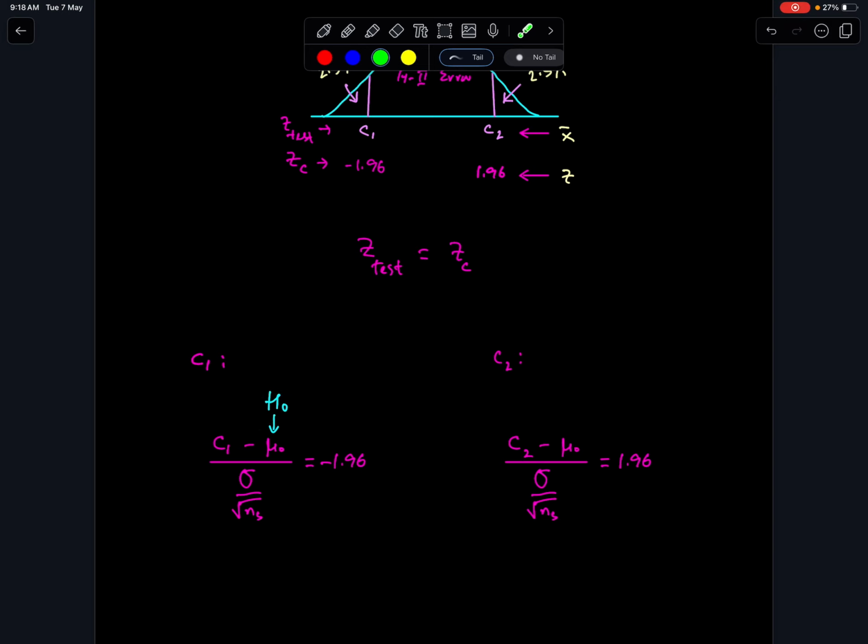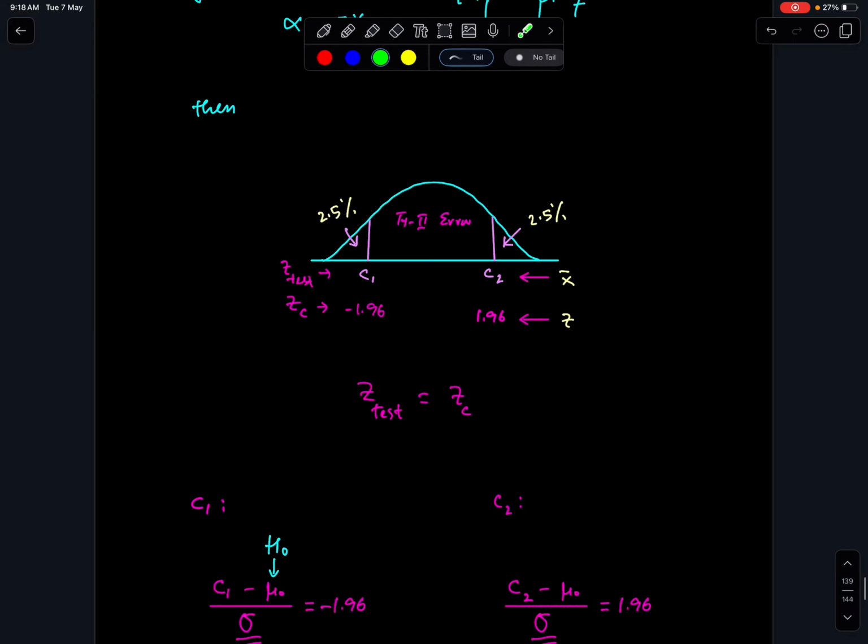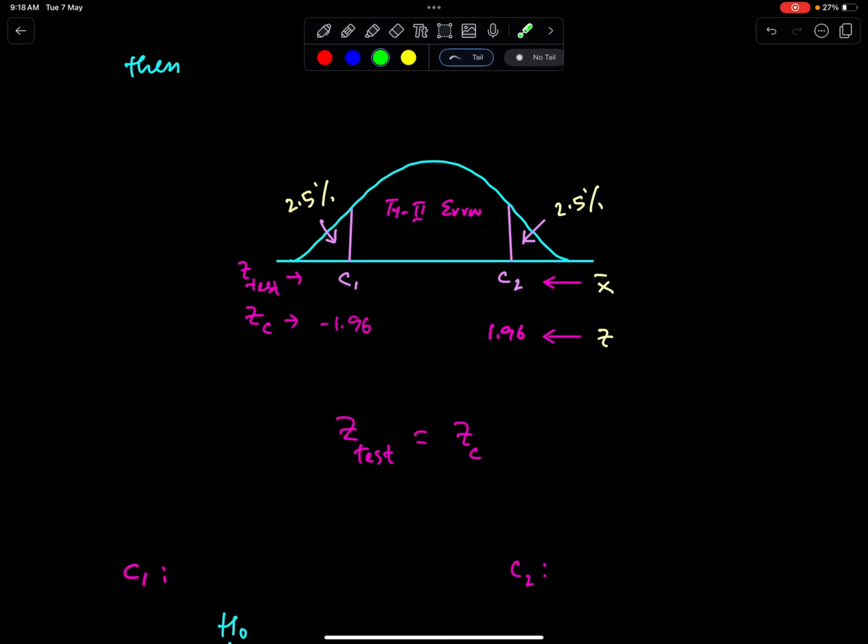Similarly for C2, just replace C1 by C2 and replace this by positive 1.96 and the rest is same. From this equation we can get C2 and this is the probability of type 2 between C1 and C2. So this is the concept behind the two-tailed test in continuous distributions.